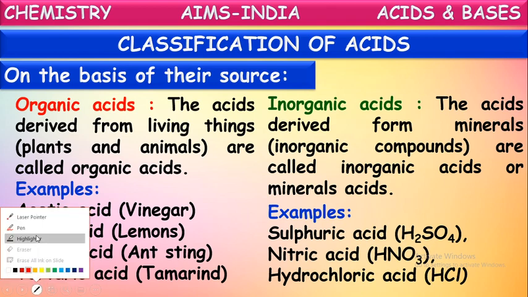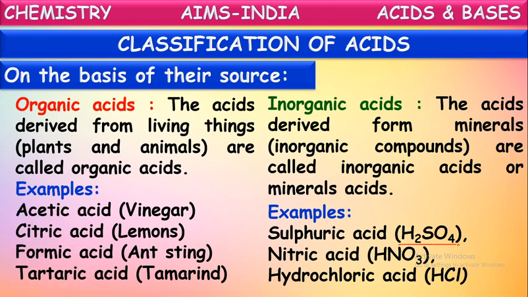of course, you may know this formula also. Sulfuric acid formula is H2SO4, and nitric acid HNO3, hydrochloric acid HCl. We might have heard these words frequently in our classes. Sulfuric acid, nitric acid, hydrochloric acid. These are acids which are prepared in the laboratory from the minerals. So such acids are called mineral acids or inorganic acids.